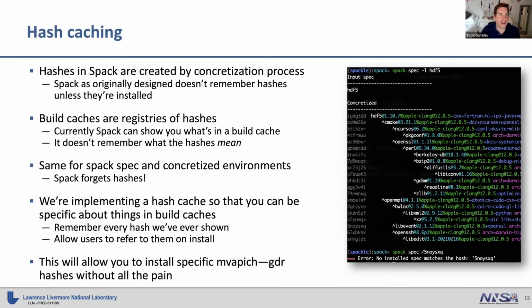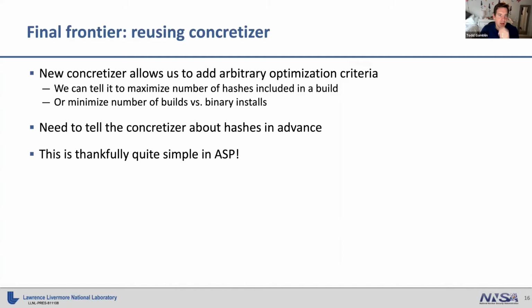But the other thing that we're adding is hash reuse. With this new concretizer, we have the ability to add optimization criteria. We can tell it to essentially maximize the number of hashes that are included in a build, or probably better, minimize the number of builds versus binary installs. So essentially, if you have hashes available, use them. Use those binary packages from the mirror instead of trying to build the package yourself. We need to tell the concretizer about the hashes in advance, but this is actually pretty simple using ASP.